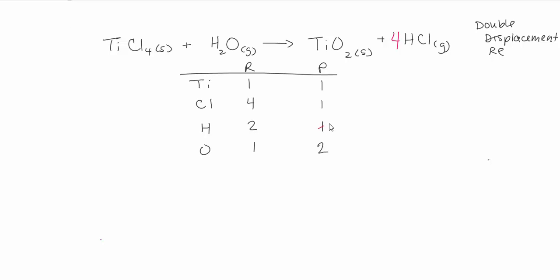It balances my chlorine. Now for the hydrogen, I'm going to put a 2 here, and that's going to make 4 hydrogen and 2 oxygen. Now it looks like I have a balanced reaction. So I'm just going to double check. I have 1 titanium on both sides. I have 2 oxygen on both sides. I have 4 chlorine on both sides, and I have 4 hydrogen on both sides. So this double displacement reaction is balanced.